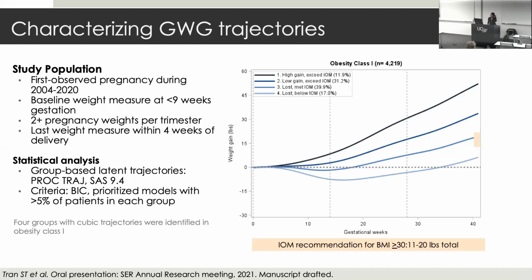Okay. So we have done a lot of work identifying and characterizing the cohort, as well as using different approaches for measuring and characterizing gestational weight gain. So I'll just show you one example, which I think is really illustrative of the complexities that we're dealing with, and it has implications for policy and recommendations. So shown here, this is again using a latent group trajectory approach. Here we examine just the first observed pregnancy during the study period, and applied pretty stringent weight availability criteria. This was using PROC TRAJ, which is a slightly different method.